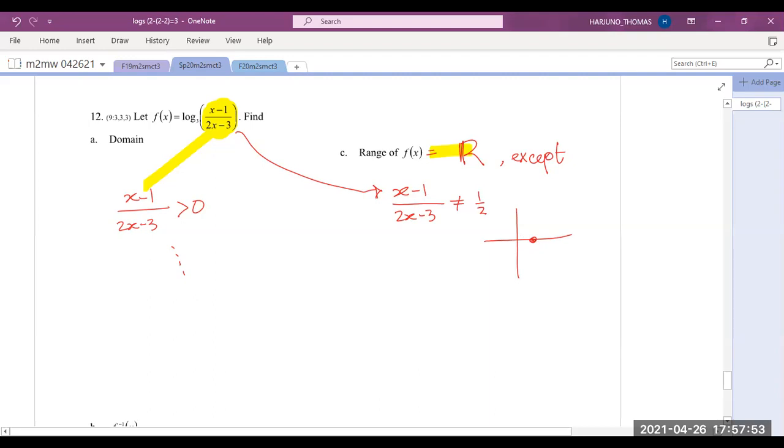The x-intercept is (1, 0), the y-intercept is (0, 1/3). The vertical asymptote is x equals 3/2. The horizontal asymptote is y equals 1/2. So the graph actually looks like this, right? The range for just the argument is all real numbers except 1/2. So if you apply log to that, the range will be all real numbers except log base 3 of 1/2.